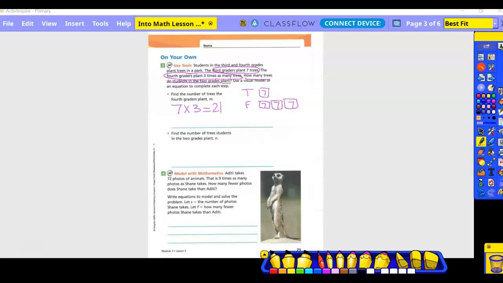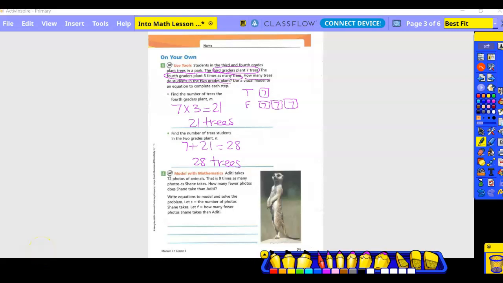All right. Find the number of trees students in the 2 grades plant. Okay. So 3rd grade planted how many? Oh, I forgot to write our answer. 21 trees, right? So 3rd grade planted 7 trees. What am I going to do? Plus what? 21 equals 28. So 28 trees.